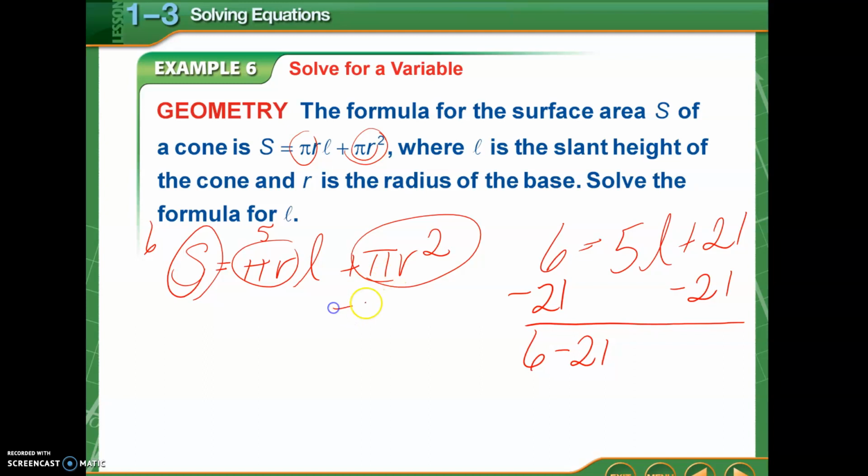So let's do that same thing here. Let's subtract this pi r squared over. Same thing, because it's kind of the same type of number. We just don't know what the number is. So I have s minus pi r squared, and I can't actually subtract it like I could here, but then I still have this pi r l.